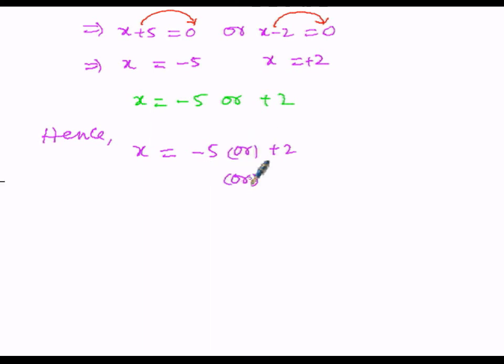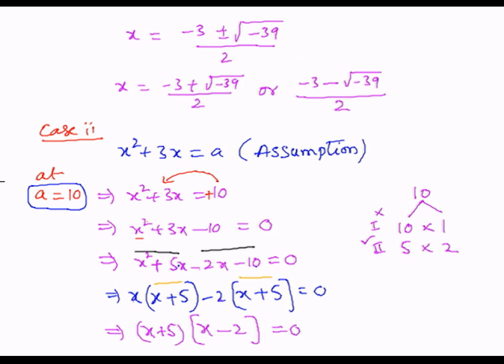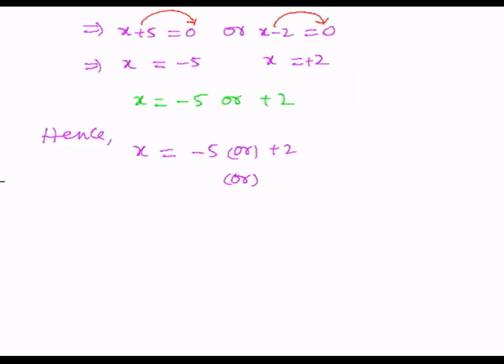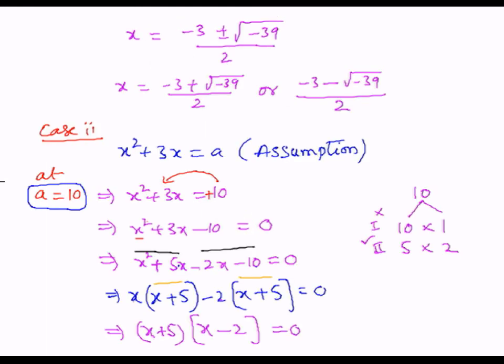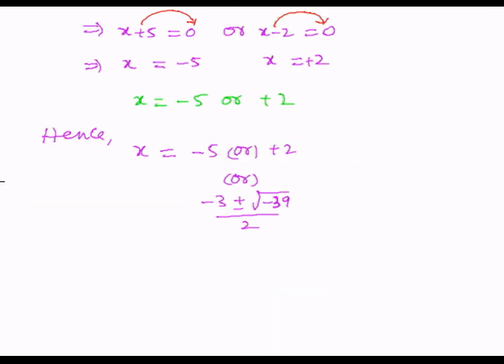Or say here we got x equals minus 3 plus or minus root of minus 39, overall divided by 2, because in this there are two values: one is minus 3 plus root of minus 39 by 2, and the other is minus 3 minus root of minus 39 by 2. So in this manner there are 2 values here, so 4 values in all. So these are the values.